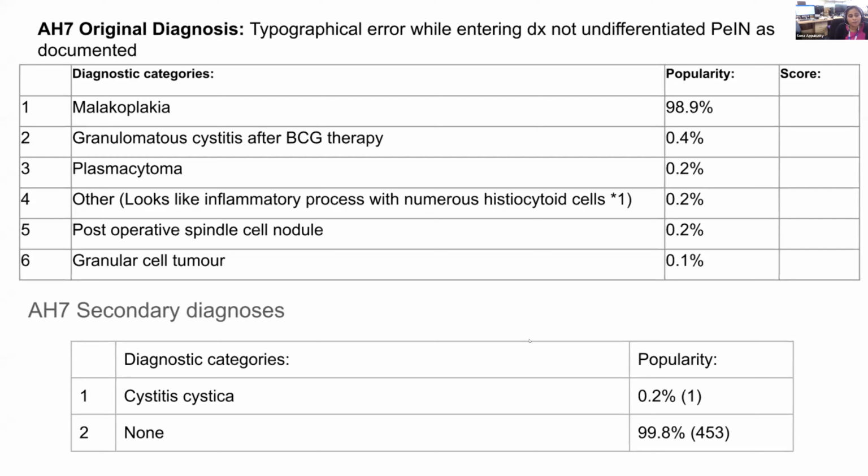The other options offered were granulomatous cystitis after BCG therapy. Couldn't see proper granulomas. Plasmacytoma, they were plasma cells, but they didn't look abnormal. Another option mentioned an inflammatory process with numerous histiocytoid cells. They were describing the lesion well, but have missed the Michaelis-Gutmann bodies. Maybe we can be a bit generous. I hope so. Then we have post-operative spindle cell nodule. I couldn't see anything spindling out there.